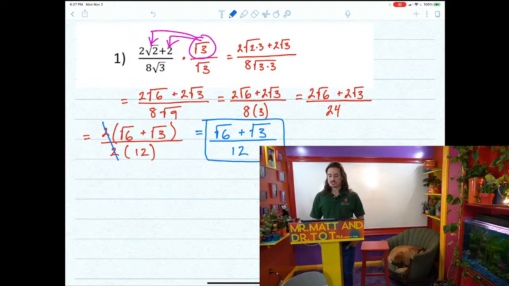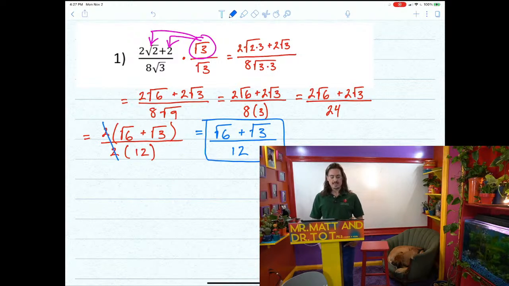The square root of 9 is in fact 3, so we can evaluate it as such. So (2√6 + 2√3), quantity divided by 8 times 3. 8 times 3 is 24, so our problem is going to turn into (2√6 + 2√3), quantity divided by 24. Now I can simplify further by pulling a 2 out of the numerator and denominator.